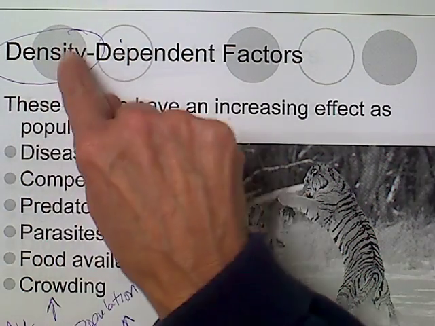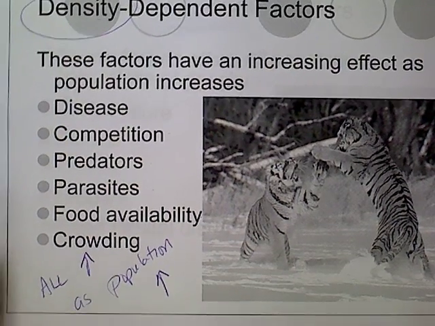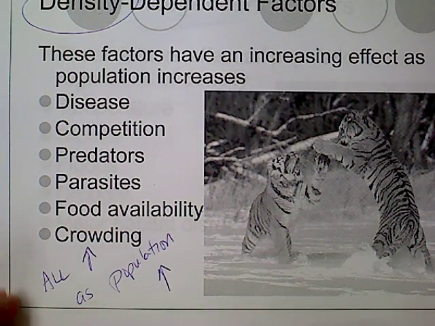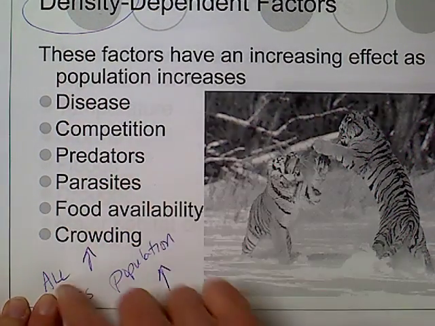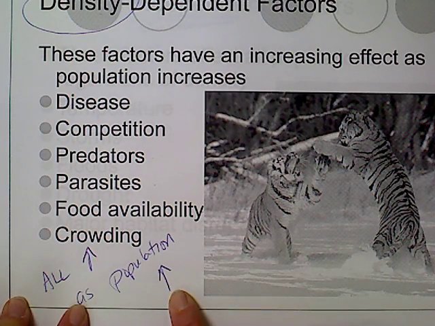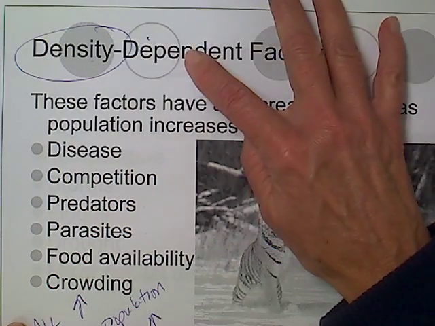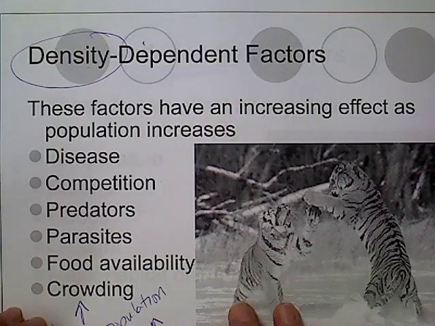That means it's dependent on the number of organisms there, things such as disease, competition, predators, parasites, crowding, food availability. All of these things increase as your population increases. So they are dependent on the population numbers.